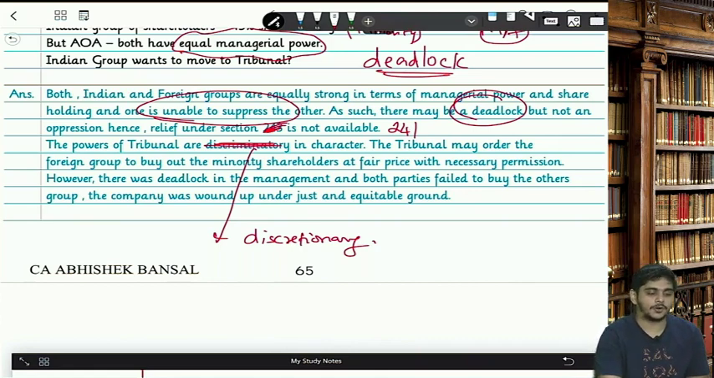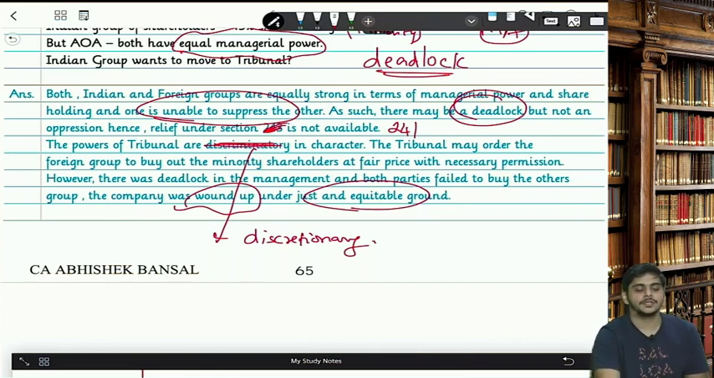The tribunal may order the foreign group to buy out the minority shareholders at a fair price with the necessary permission. However, there was a deadlock in the management and both parties failed to buy the other group. So the company was wound up under just and equitable ground by the tribunal. Okay? This is the first case.